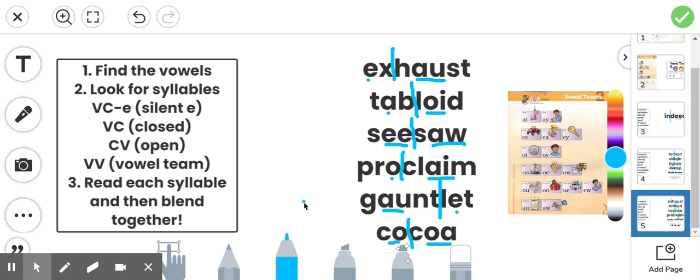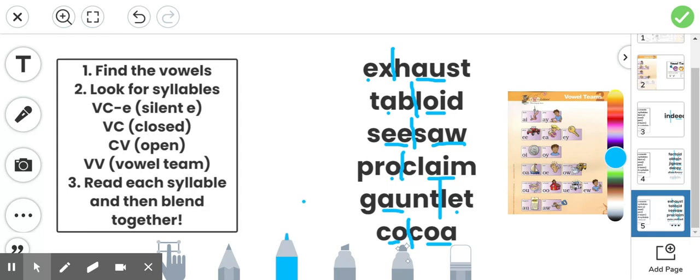So now we're going to try reading these. So hit the pause button and try reading each of these words on your own. Then hit play to read it with me. Pause now. Okay, you should have tried reading them on your own. Now let's try reading them together.